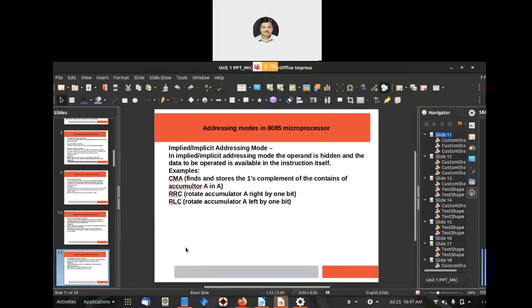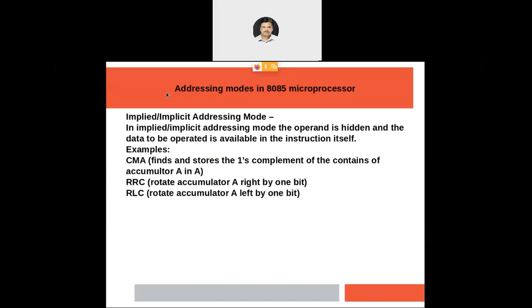So the next thing is implied addressing. Just read whatever is written on the screen. That is implied or implicit addressing mode, where the operand is hidden, and the data to be operated on is available in the instruction itself. Example: CMA means there is no operand to operate; the processing is done at the back end. The meaning of CMA is that it finds and stores the one's complement of the contents of accumulator A in A. I am also not getting clarified with this CMA. Go through the book or Google, you will find the answer.